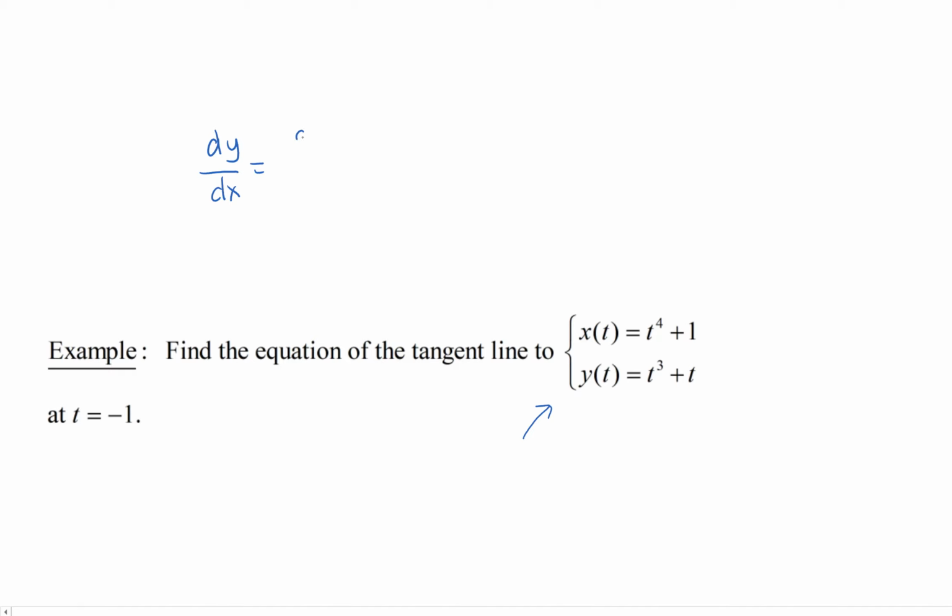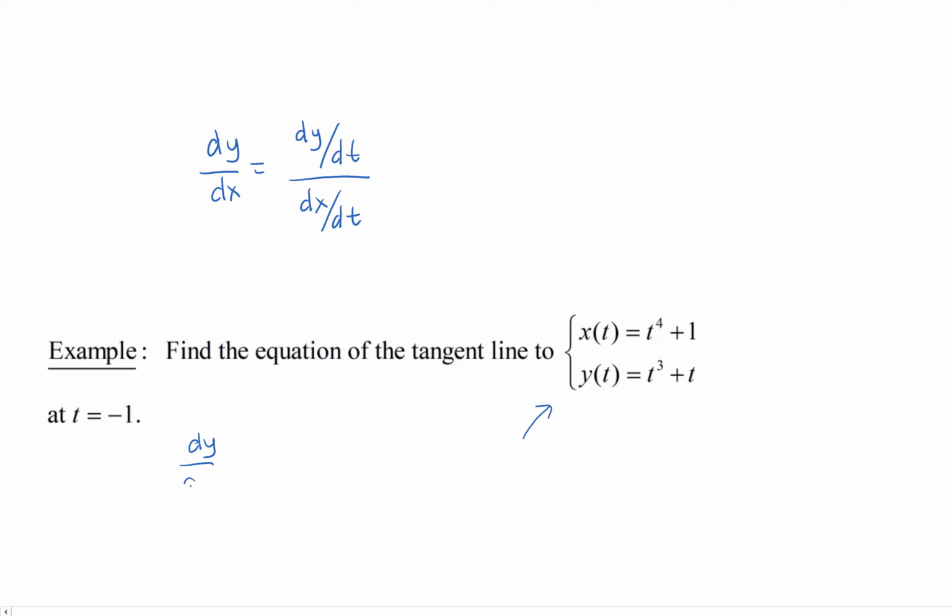So we know from what we just established, dy/dx is going to be dy/dt divided by dx/dt, right? How does y change with t, and then divide that by how does x change with t, instantaneously, of course. So in order to find the equation of the tangent line to this plane curve or parametric curve, we have to first find the derivatives of each of the individual functions with respect to t.